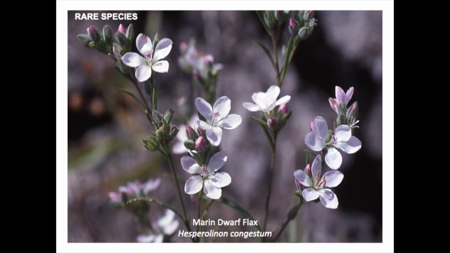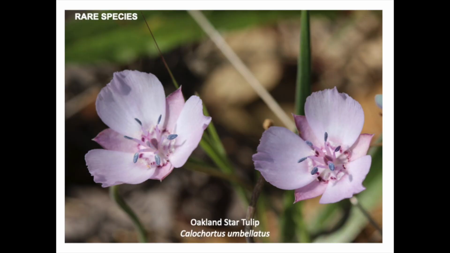And then the Marin dwarf flax. This one is pretty abundant where it exists. But again, it's a small flower. A lot of the things that are growing on serpentine are doing a little with a little, you know? And so a lot of these are small plants. They have this kind of pink blush to them. And they're in the flax family. Anyway, lovely little flower.